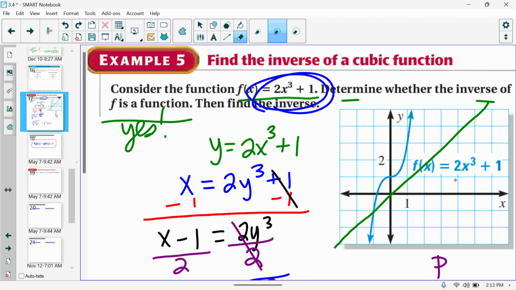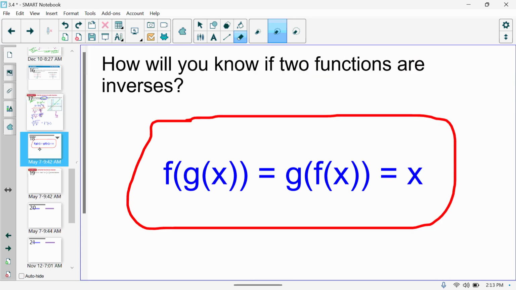All right, so a lot of my questions so far have been like, I gave you a function and asked you to find its inverse. What if I give you two functions and ask you if they are inverses of each other or not? Well, here's how you would find out, and this is something you're going to want to write down in your notes. How do you know if two functions are inverses?